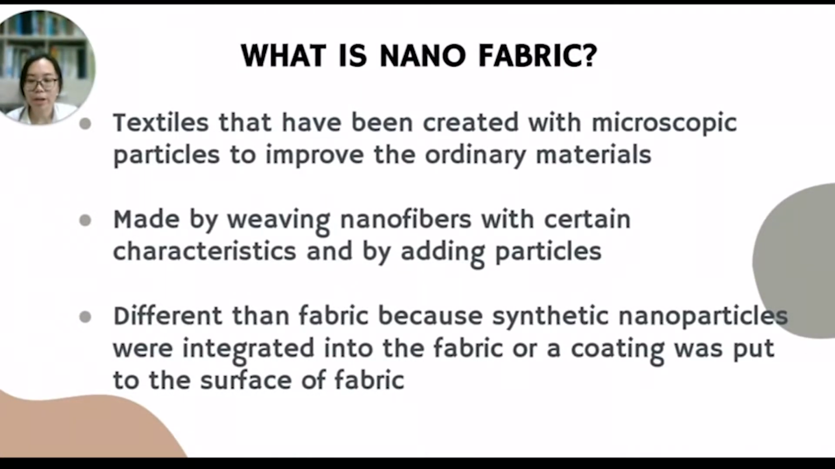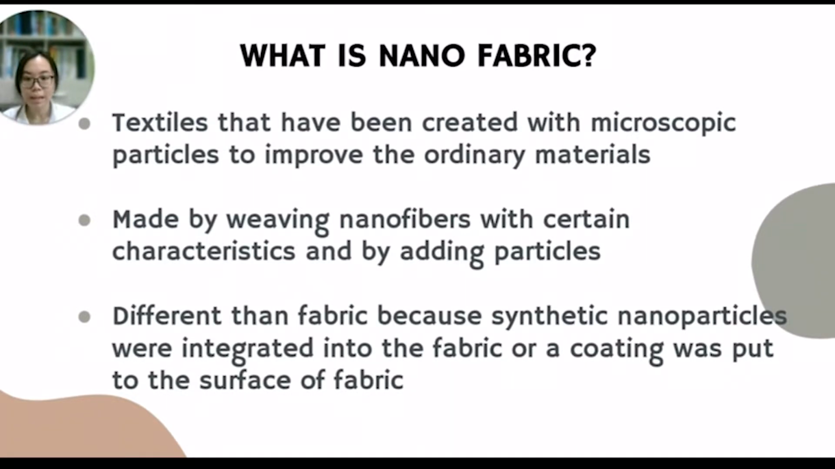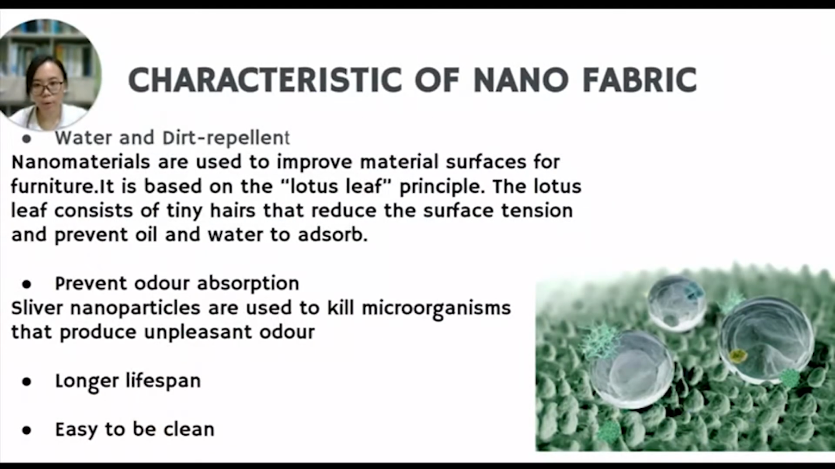What is nanofabric? Nanofabric is textile that has been created with microscopic particles to improve ordinary materials. It is made by weaving nanofibers with certain characteristics and by adding particles. It is different from fabric because synthetic nanoparticles were integrated into the fabric or a coating was put on the surface of the fabric. Characteristics of nanofabric.